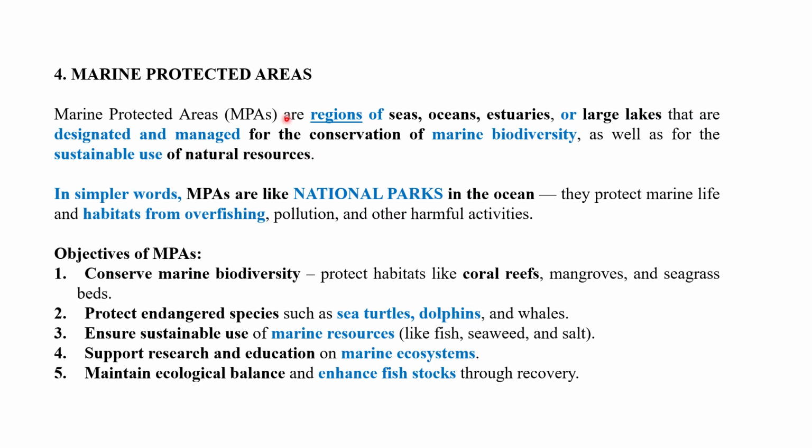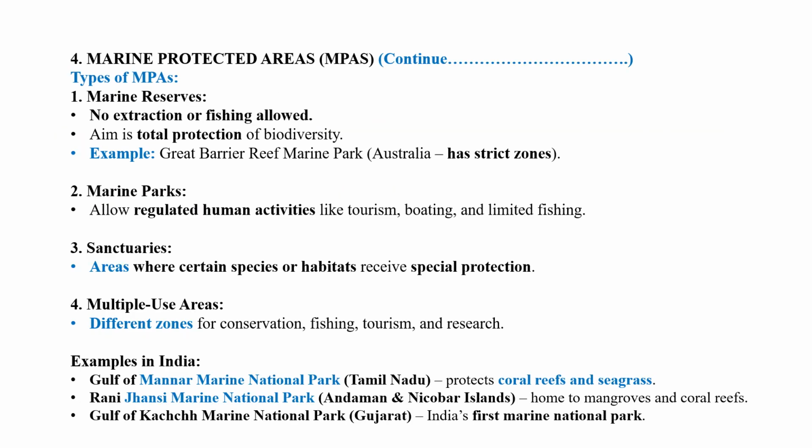So what are the objectives of MPAs, marine protected areas? The first objective is to conserve marine biodiversity, that protects habitats like coral reefs, mangroves, and seagrass beds. Next objective is to protect endangered species such as sea turtles, dolphins, and whales. Ensure sustainable use of marine resources like fish, seaweeds, and salt. Another objective is to support research and education on marine ecosystems. Maintain ecological balance and enhance fish stocks through recovery. These are the 5 objectives of the marine protected areas.